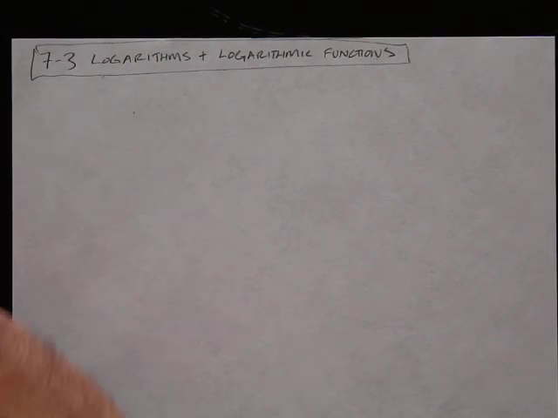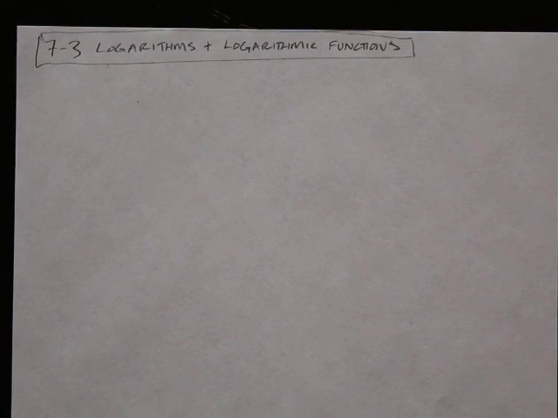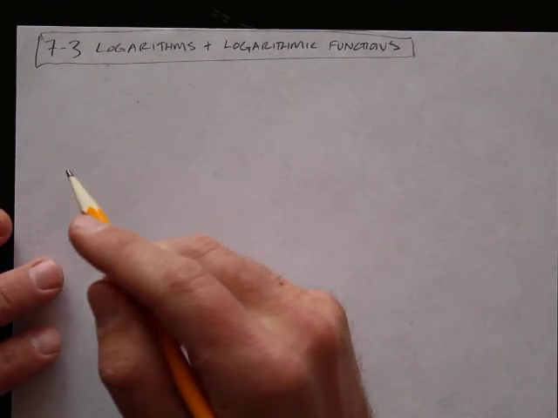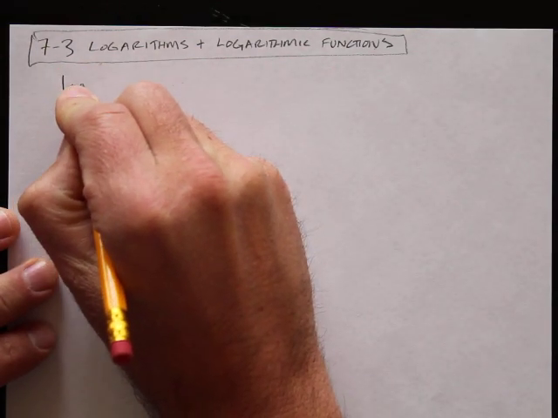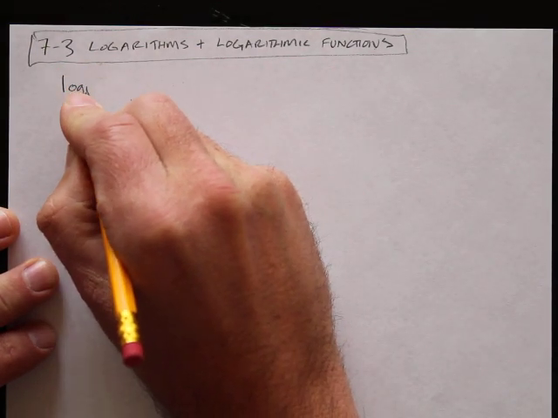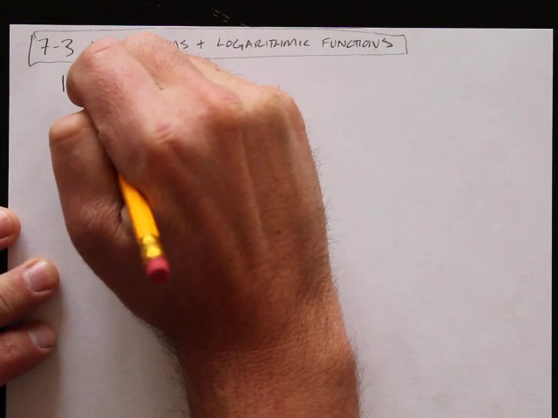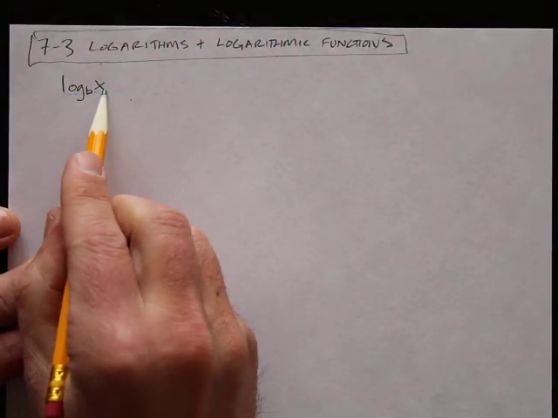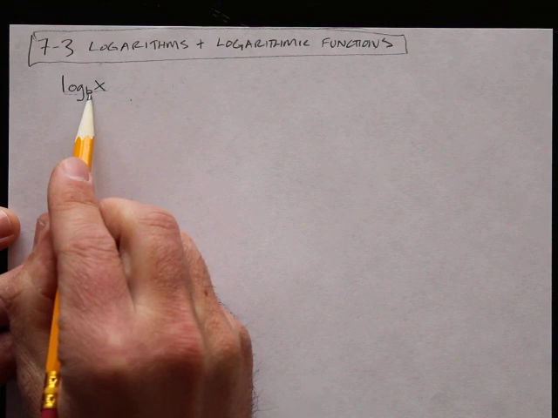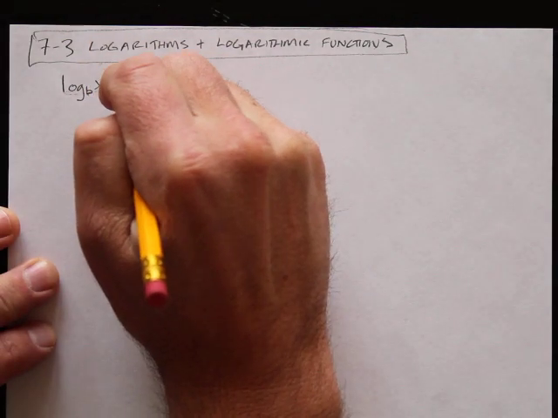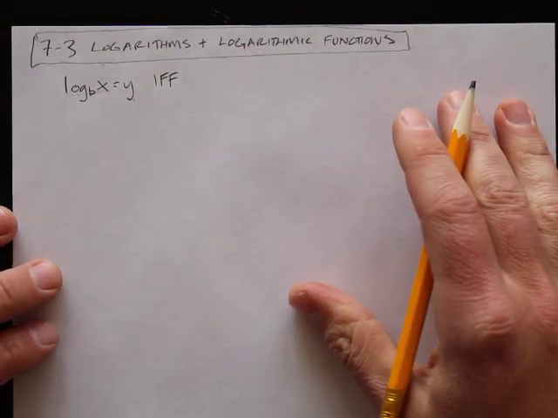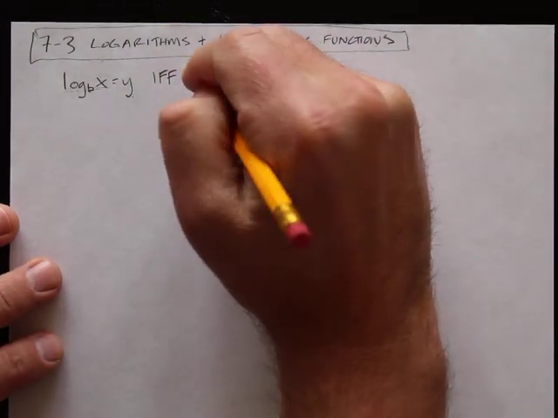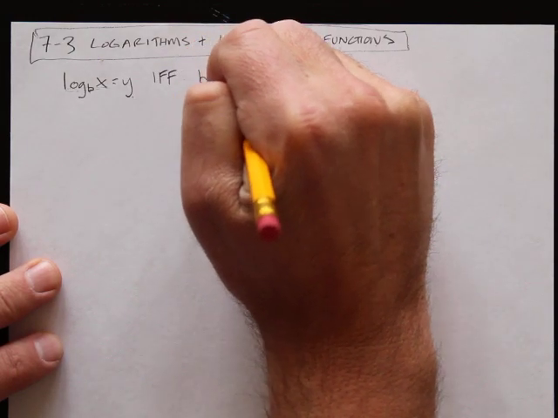Algebra 2, 7-3, logarithms and logarithmic functions. All right, here's something new for Algebra 2. Here's an example. I've got log base b of x. Notice how log and x are on the same line and b is down here below. Equals y, if and only if, remember if from a while ago, b to the y power equals x.